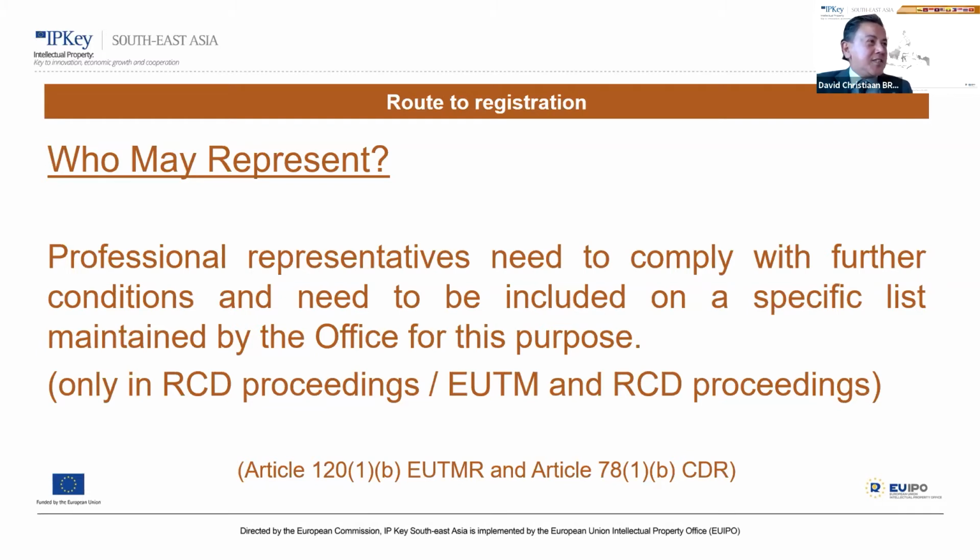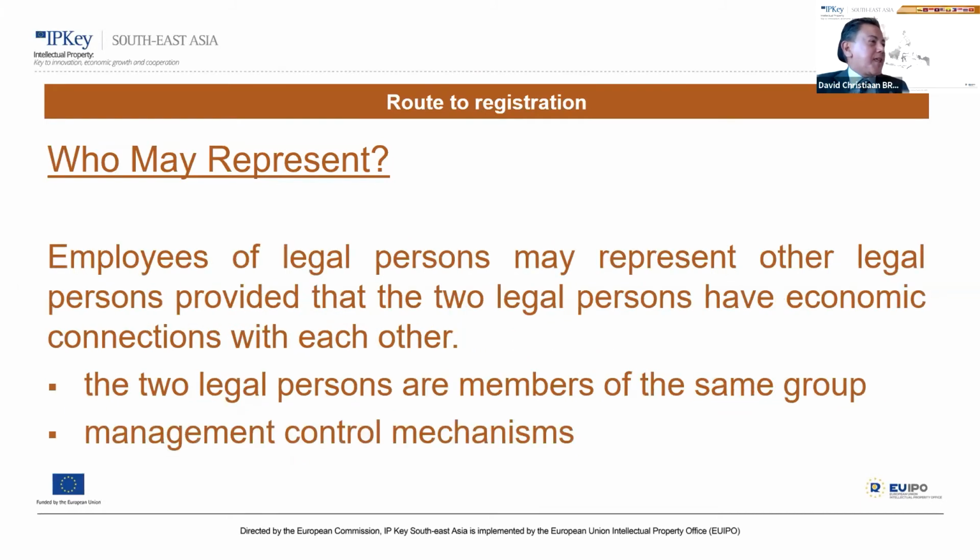There are 2 different lists for this, and the requirements are also different for both types. And then we have the next option. Those are employee representatives. And it is very important to know that they have to be employees of legal persons. And they can represent other legal persons, but provided that the 2 legal persons have economic connections with each other.